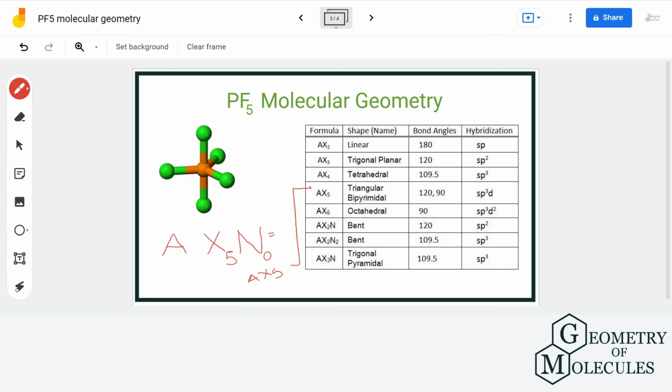If we refer to this table, we can see that the molecules that have the AX5 formula have a trigonal bipyramidal shape with bond angles of 90 degrees and 120 degrees as explained earlier, and the hybridization is sp3.